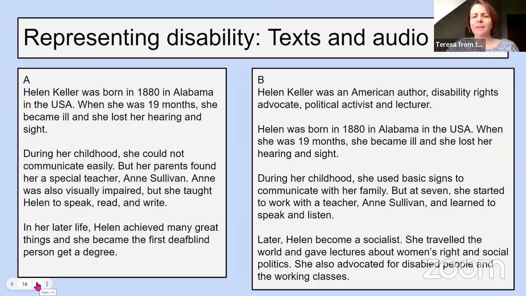Rachel says that text B takes that person first approach. Yeah. And Dan adds, greater agency to Keller in text B. Yeah, totally. And it's just, you know, she's a person, she's a whole person.